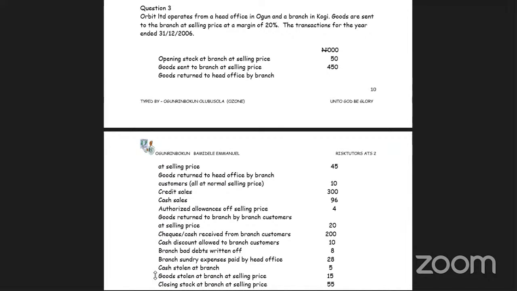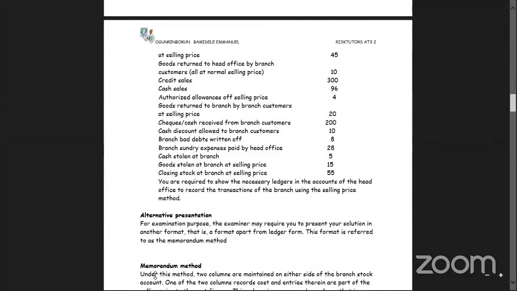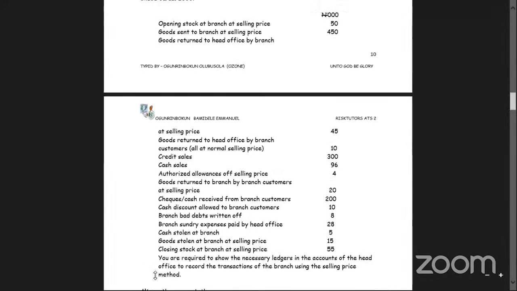Orbit Limited operates from a head office in Ogun and a branch in Kogi. Goods are sent to the branch at selling price at a margin of 20%. The transactions for the year ended 31st December 2006. All figures are assumed correct. You are required to show the necessary ledger accounts in the books of the head office using the selling price method.